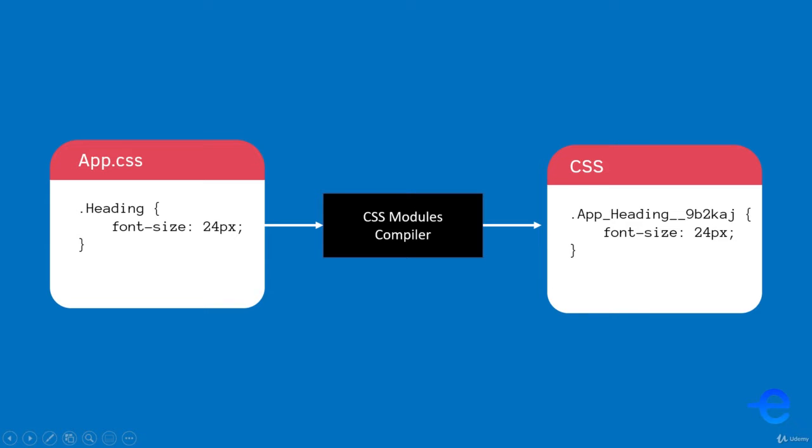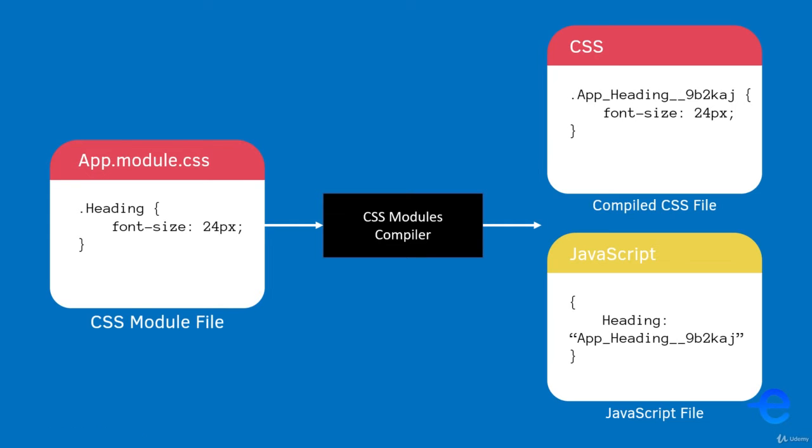So just to reiterate, whatever classes we write in the CSS module files are converted to local or unique classes. And this unique class is created by combining the file name with the class name and a random hash value. So how would you write the class name in JSX code? Would you write app underscore heading underscore the hash as the class name? No, you wouldn't. The CSS modules compiler also creates a JavaScript object where all the original classes are mapped to the modified names. This object is what we will be using inside our components to add classes to React elements.